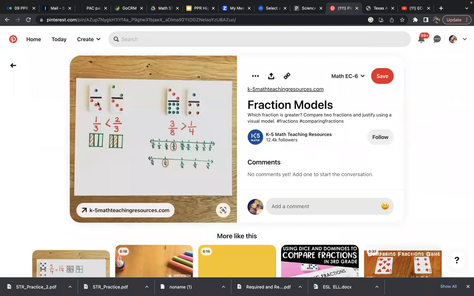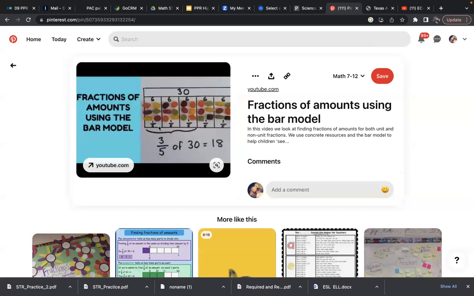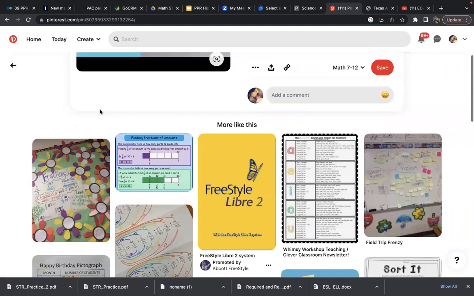So here's a pictorial model a little bit. This is the dot one. Fraction models. Here we have the bar graph representation or the pictorial model where you do the little dots to represent fraction amounts, 1/5, 1/5, 1/5 of 30. 30 is in 1/6 equals 18. That looks off a little bit.